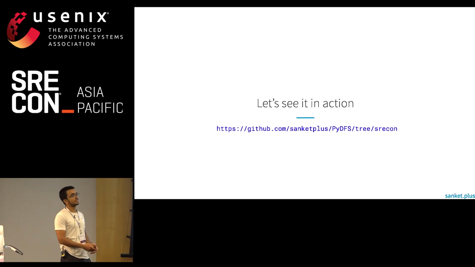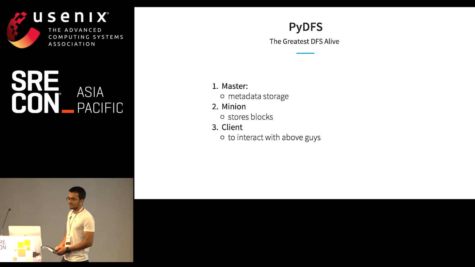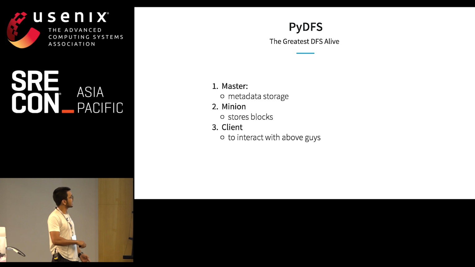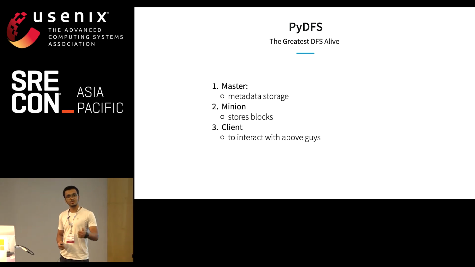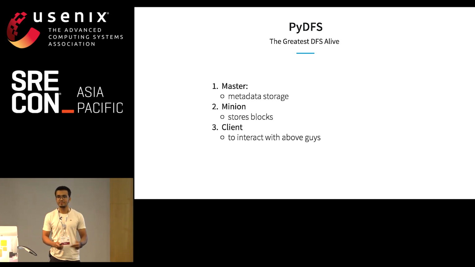Now let's try to see it in action. We said that we have made a cute little distributed file system. Let me introduce you to PyDFS. These are the 3 components that we'll be dividing it into. We have a metadata storage, let's call it a master. We have data hosts, let's call them minions. And of course, we'll have clients to interact with these 2.